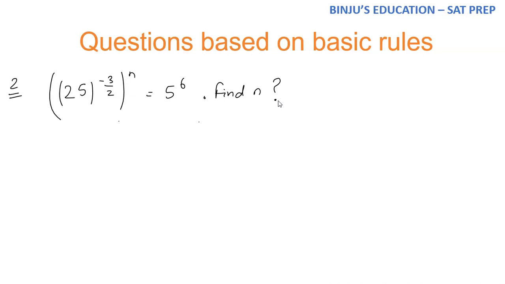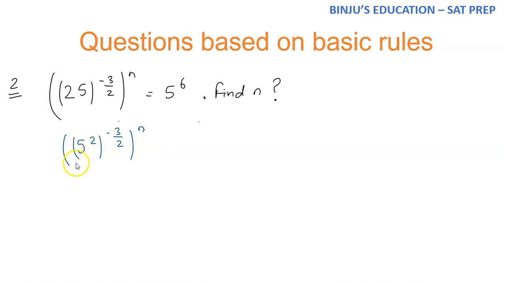Alright, let's see what we can do. Now, remember the first thing, if you want to compare two expressions, the bases have to be equal. Like I can't compare 25 to the power something with 5 to the power something. That's not possible. I need to have the same bases. So what I can do is write 25 as 5 square to the power minus 3 by 2 and whole to the power n.